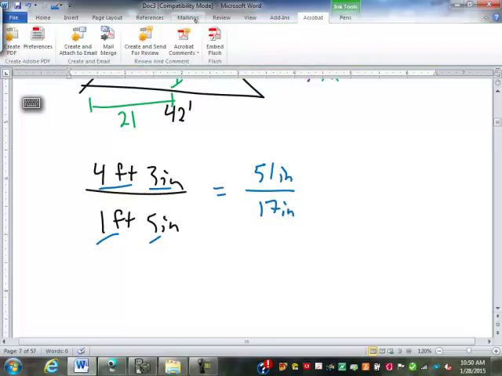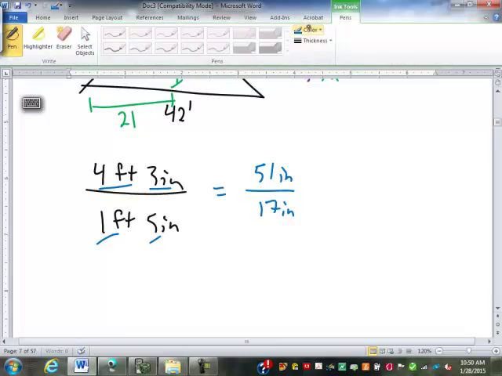And now, of course, we can simplify that. The inches will cancel out. What can each of those be reduced by? You'll both be divided by 17. It's a 3 to 1 ratio. So it'd be written as 3 over 1 or 3 to 1 like that.